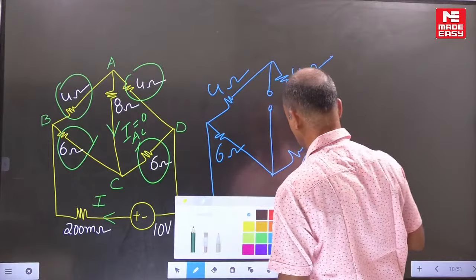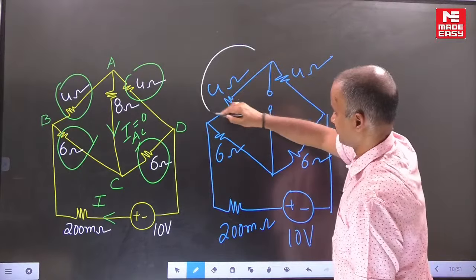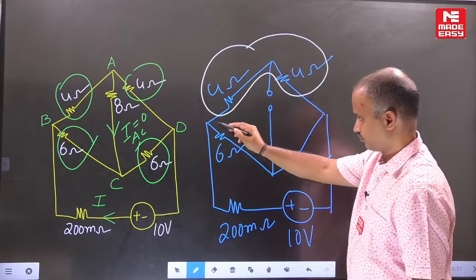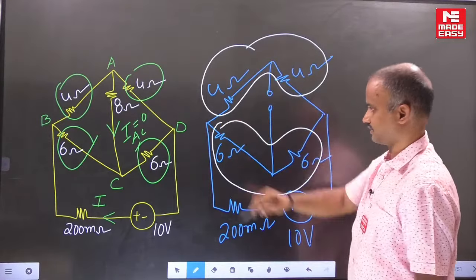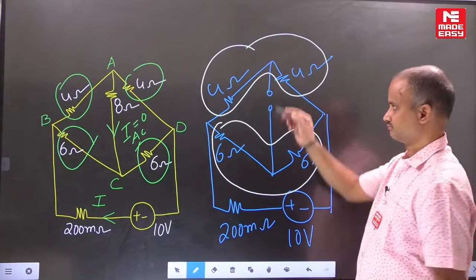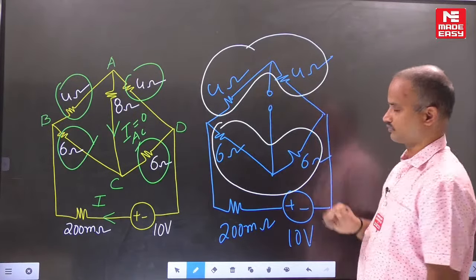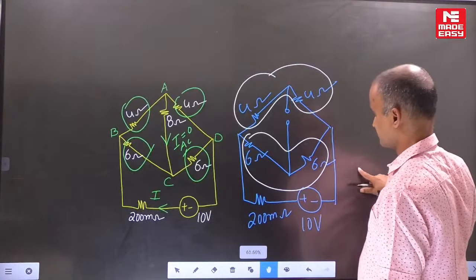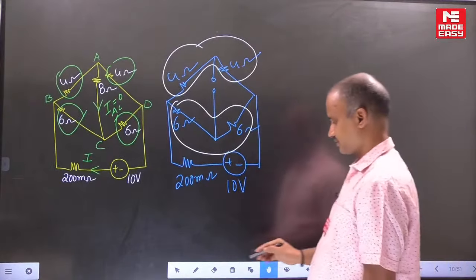When it is open circuited, can you find out the equivalent resistance? How are the 4 and 4 connected? In series, so 8. What about this one? The 6 and 6 are both connected in series, so 12. Now these 8 ohms and 12 ohms are connected in parallel. Can you find out the equivalent resistance?